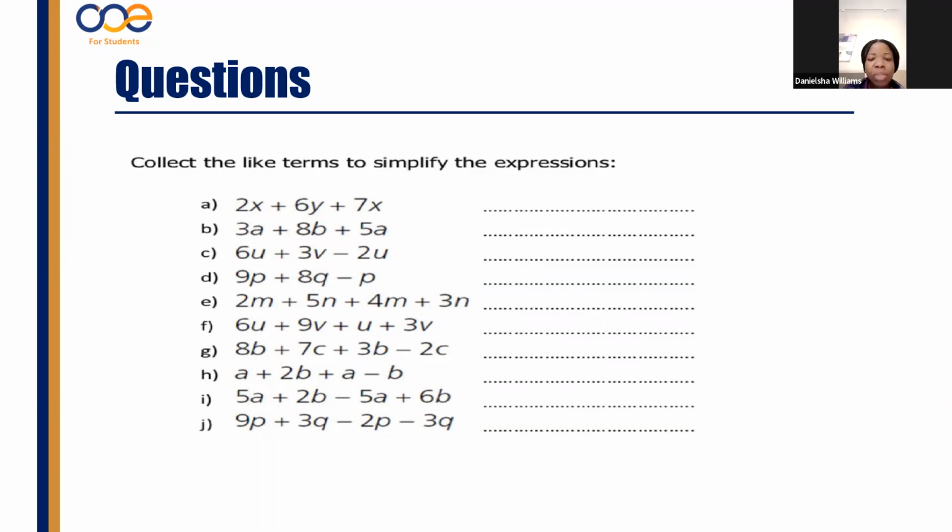How do we simplify expressions? And what do we do as we're simplifying? Looking at these items here, we have 10 of them. What do you think is the first thing that we should do in simplifying our algebraic expressions, based on what you have done from grade 7 and grade 8? How do we simplify expressions? Who wants to go first?